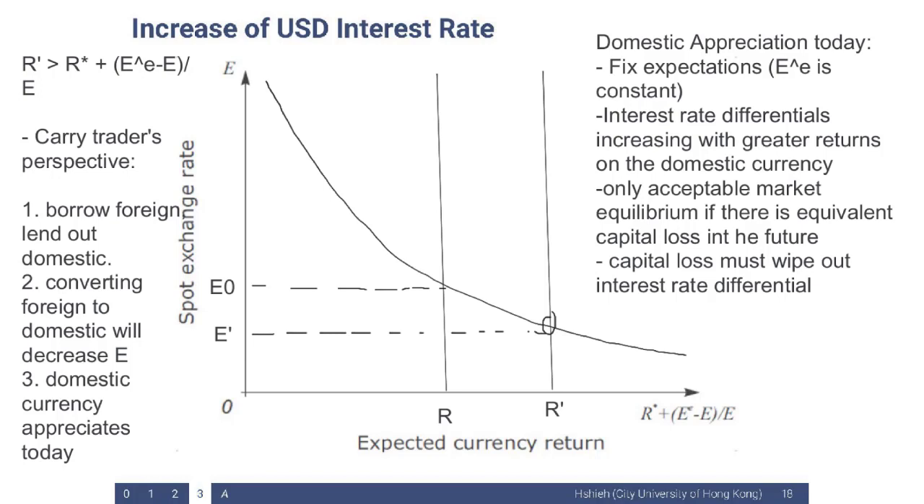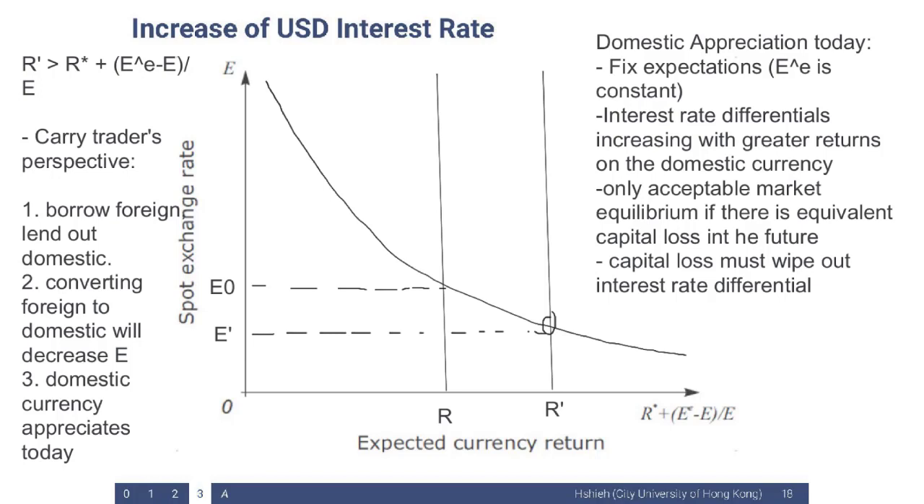Carry trader's perspective: come in, borrow foreign, and invest in domestic or lend out in domestic. But when I borrow, I have to convert foreign currency to domestic currency. In doing so, I'm selling foreign and buying domestic. That's going to put pressure on E downward, because you're buying the domestic currency. So E moving downward is the same thing as saying that the domestic currency has to appreciate today, right? Otherwise, there's going to be average carry trade profits, correct?